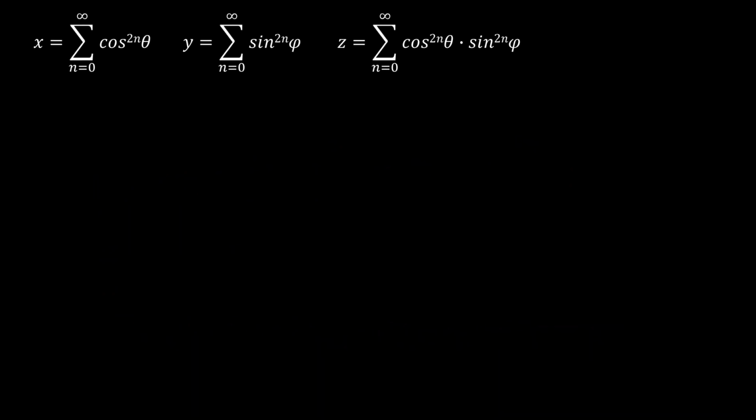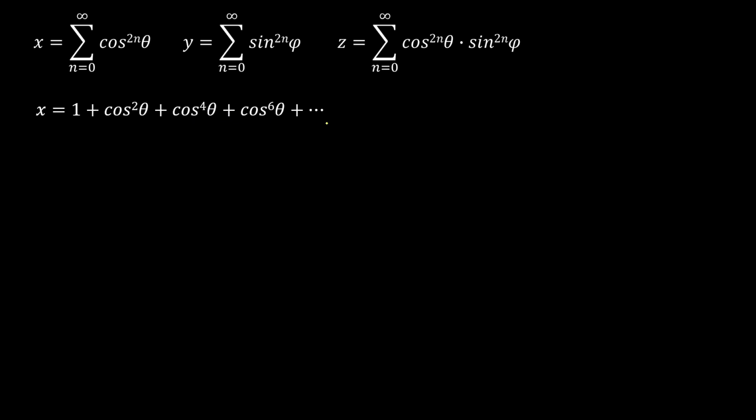Now let's expand x. For n equal to 0, we get the first term, and the first term is cos to the power 0 theta, which is 1. For n equal to 1, we get the second term, which is cos square theta. For n equal to 2, we get the third term, which is cos to the power 4 theta, and so on.